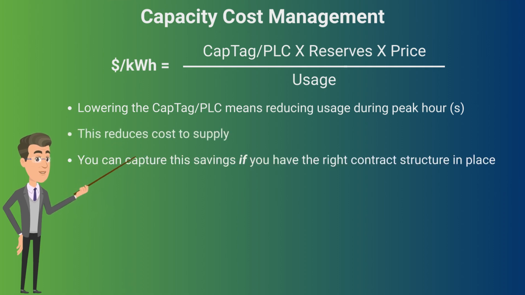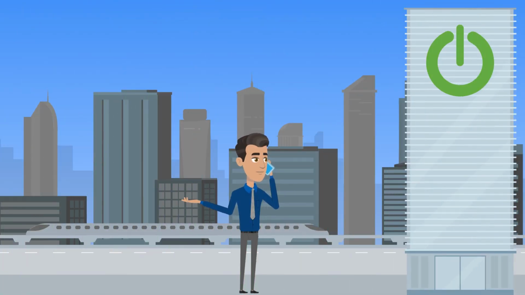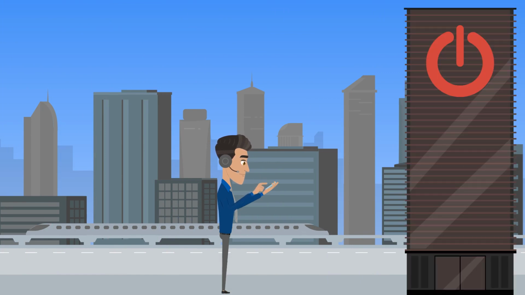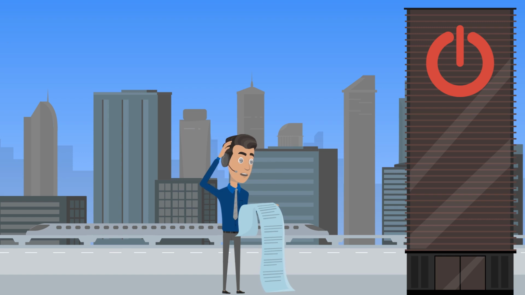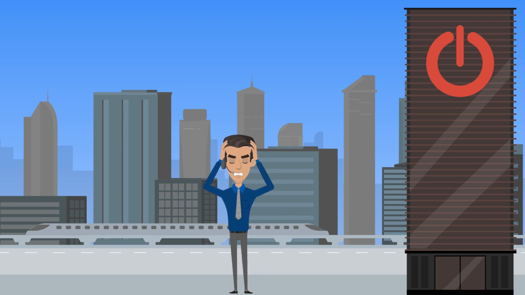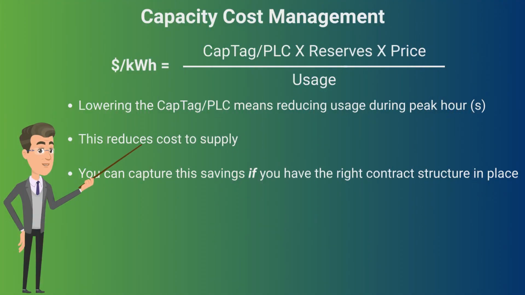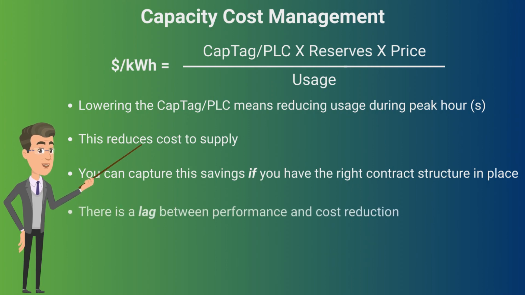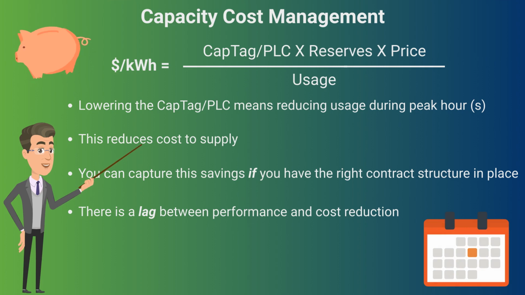Now you can capture these benefits if you have the right contract structure in place. I've seen plenty of companies run around curtailing load because some consultant told them to do so, and they don't have the right contract in place. So all they did was line the pockets of their supplier. So we want to make sure that if you want to participate in this, you get the benefits of this. I will point out that there is a lag between the performance when you curtail load and when you achieve the cost reduction. Your capacity tags, your PLCs are reset every June 1st. So if you curtail this summer, then the following June, you will see the savings. Again, if you have the right contract in place.